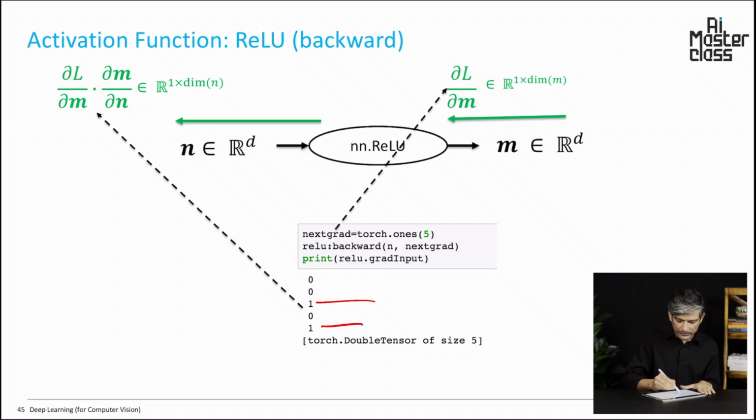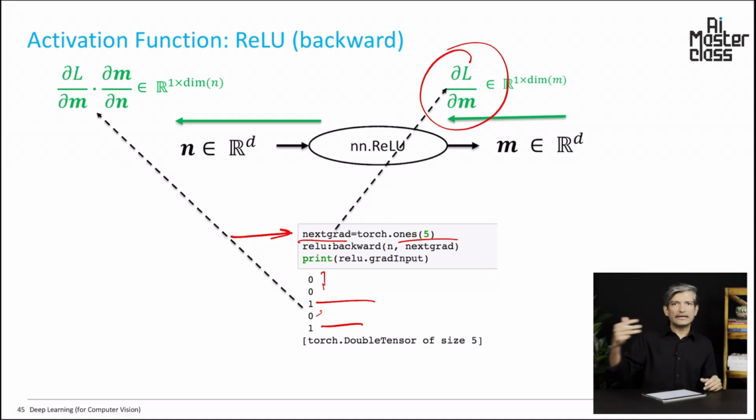Yeah, because I am getting all ones from here. This is my next grad, and I have defined it to be ones. But then when I pass it through my ReLU, I only get 1 for 2, and the remaining I get 0, because it killed it, it made it 0.